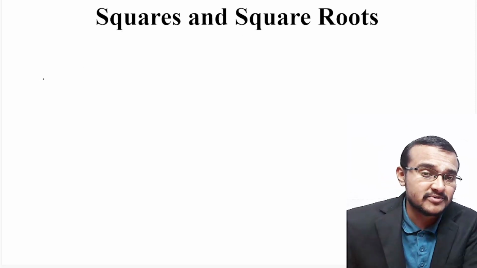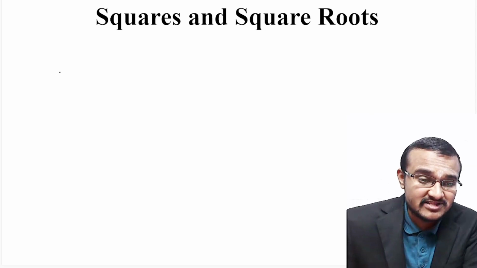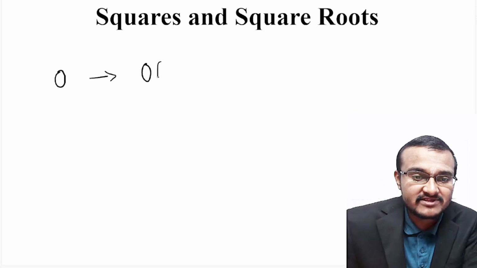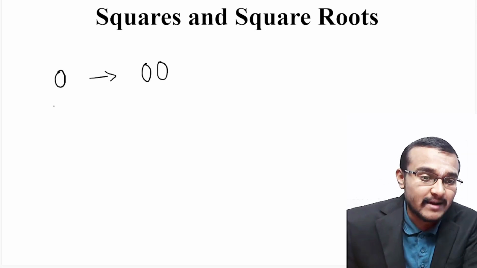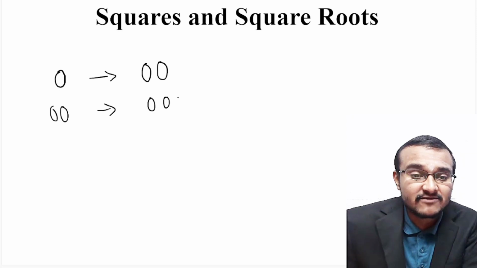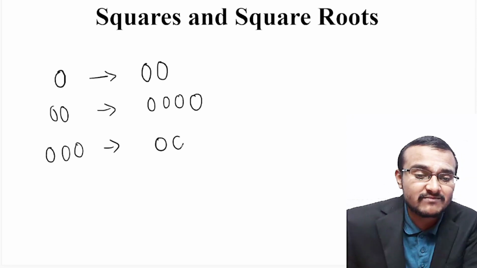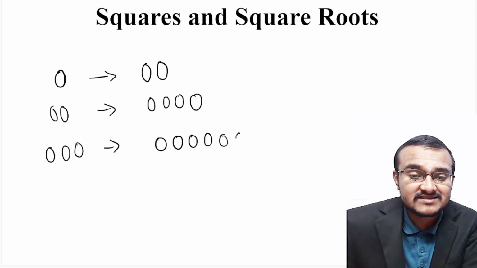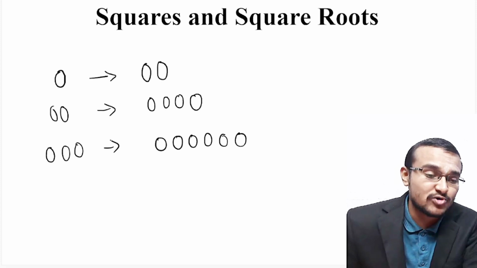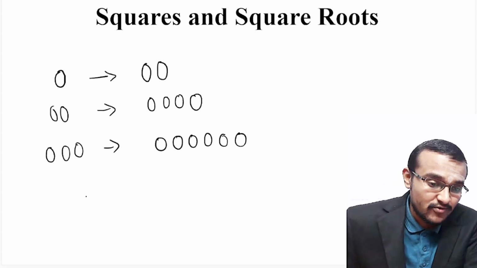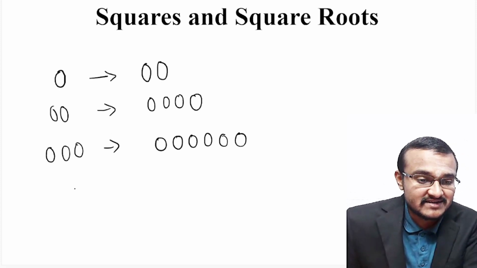And coming to the next property in this square chapter, if a number is ending with 1 zero, then its square will be ending with 2 zeros. If a number is ending with 2 zeros, then its square will be ending with 4 zeros. If a number is ending with 3 zeros, then its square will be ending with 6 zeros. So this is one more property. Now let us take examples and understand this.